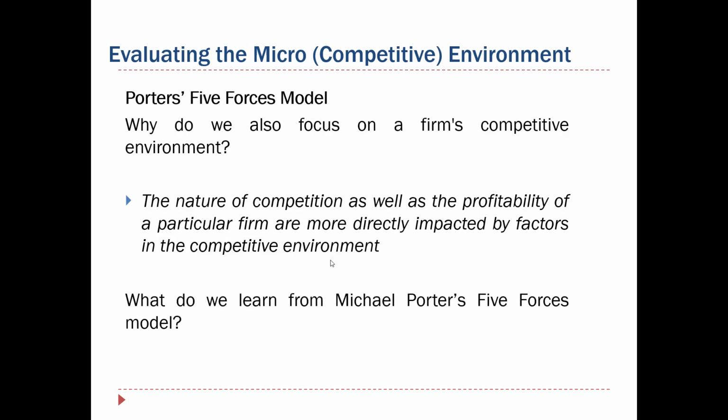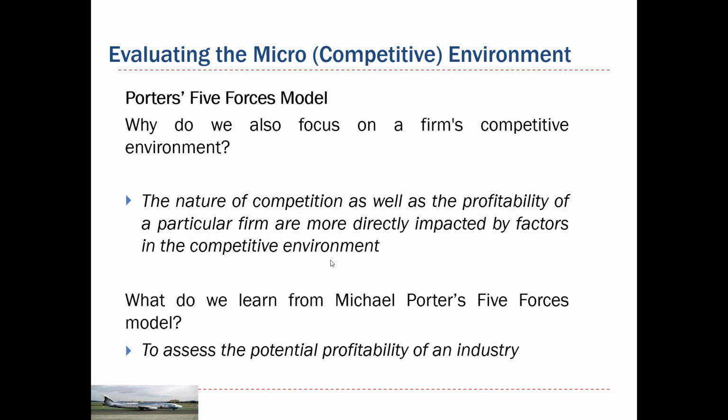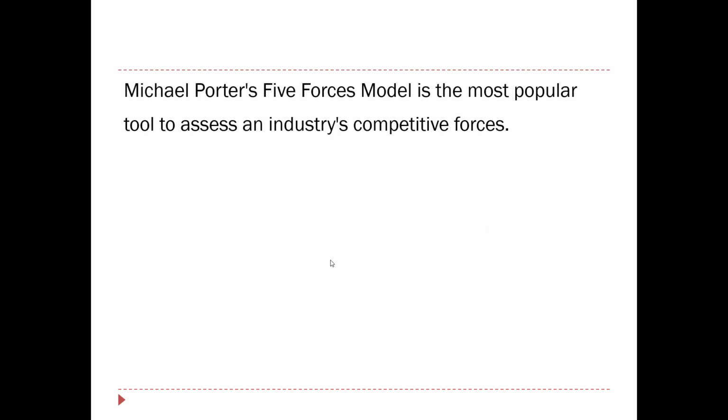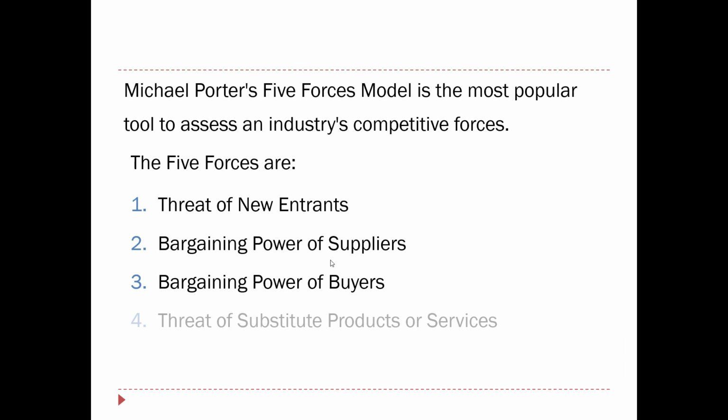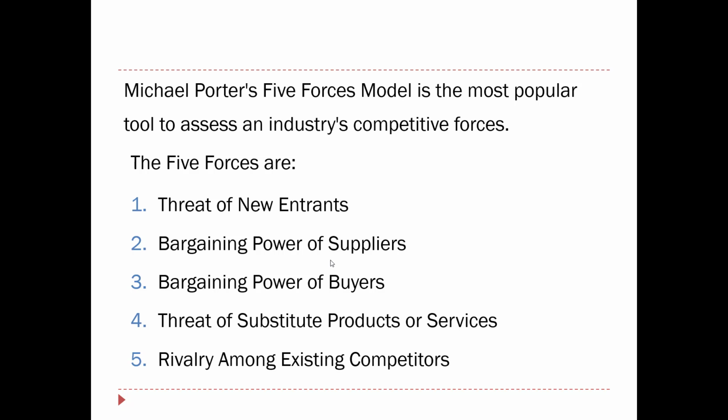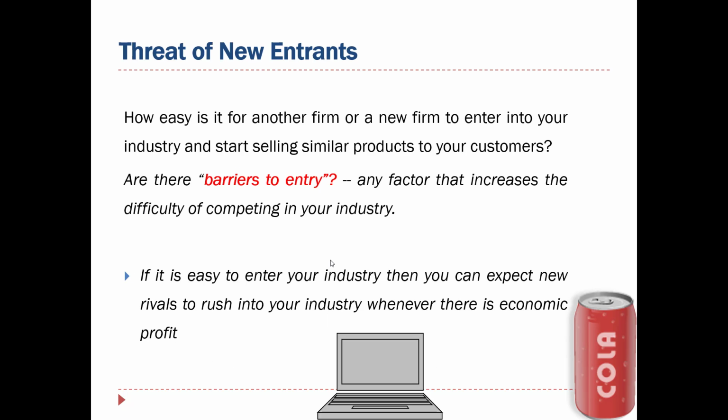All right, so let's go into the Porter's 5 Forces. Like I said, there are 5 major forces. There's the threat of new entrants. There's the bargaining power of suppliers. There's the bargaining power of buyers. There's the threat of substitute products or services. And finally, there's rivalry among existing competitors. So we're going to go into each of them one after the other. Let's talk about threat of new entrants.